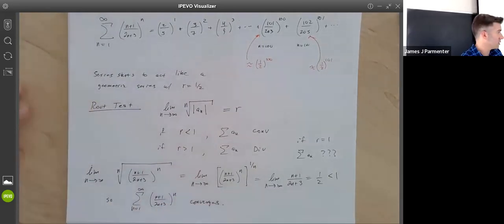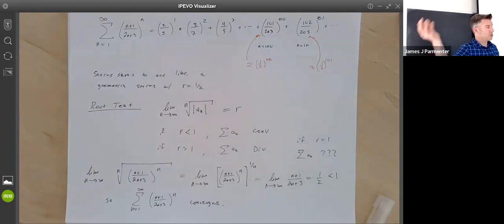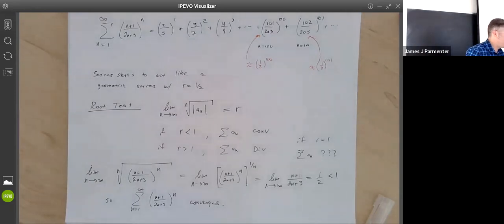So that series converges. Really, here's the thing about the nth root test. It's actually a more powerful test than the ratio test, meaning there are series that can be shown to converge using the nth root test, but not the ratio test. Whereas if the ratio test works for something, the nth root test should also be able to show that it's convergent.